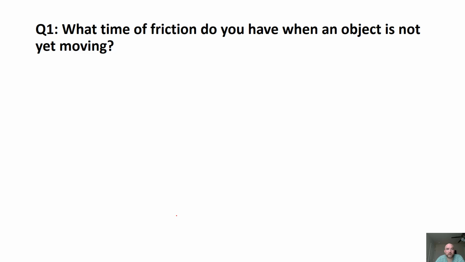So here's the first question. What type of friction do you have when an object is not yet moving? And that's going to be static friction.